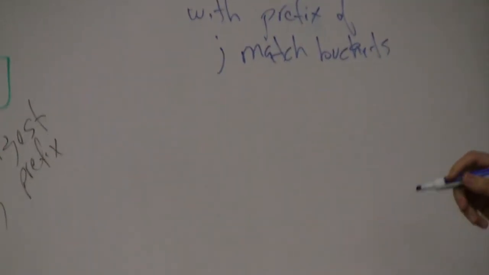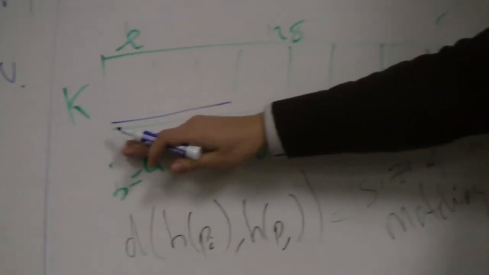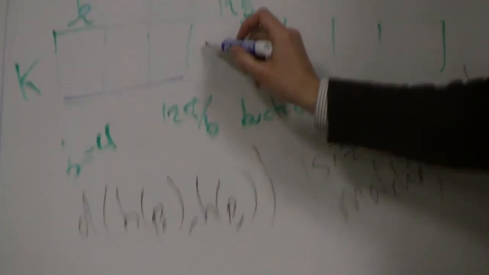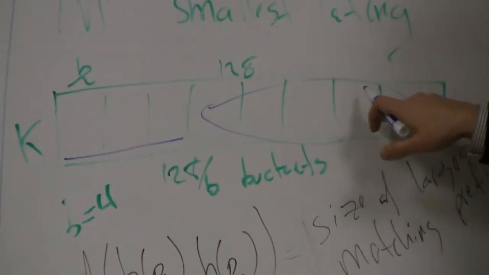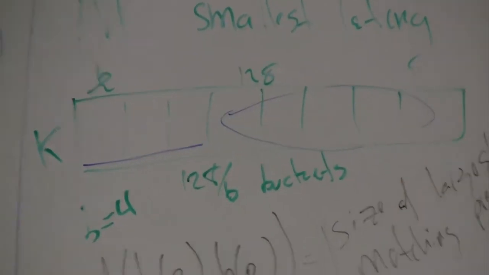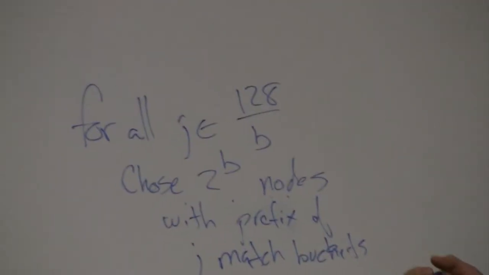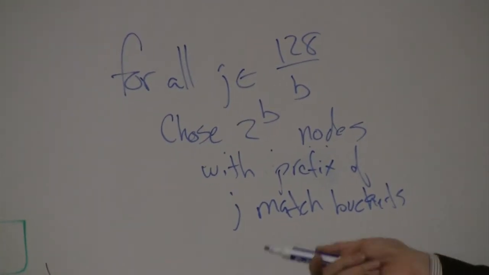If j is equal to 3, then I'm going to make sure the first 3 buckets are matching. They have the exact same bits here in the key, and then I'm going to choose 2 to the b from nodes that can have any bits here. I'll choose 2 to the b here, and maybe I choose them randomly, maybe I choose them so they have a small latency. You may want to do it randomly because small latency may be a problem.